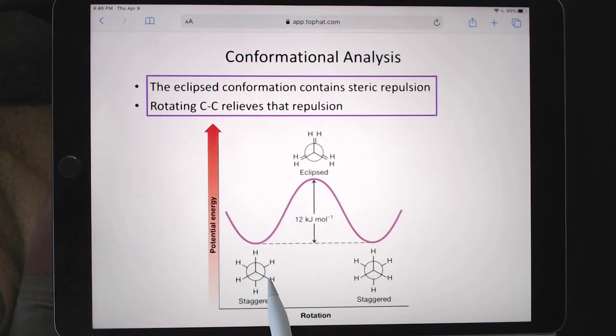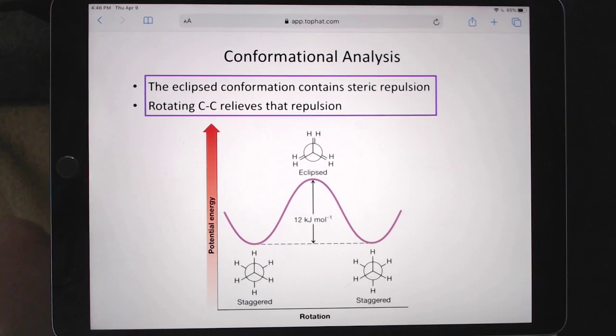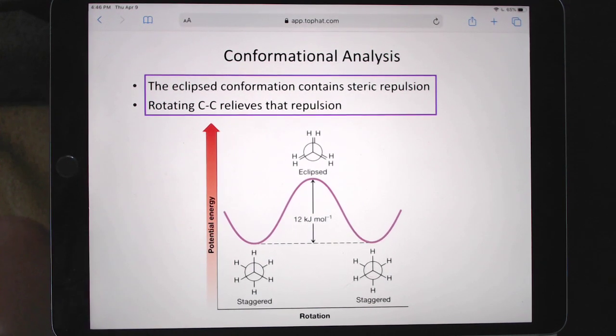With staggered conformations, there's lots of room. Everybody has their own personal space here. There's social distancing. So this one is the lowest energy. You can think of it as going into an elevator with people you don't know: you move off to the corners and give everybody maximum space.